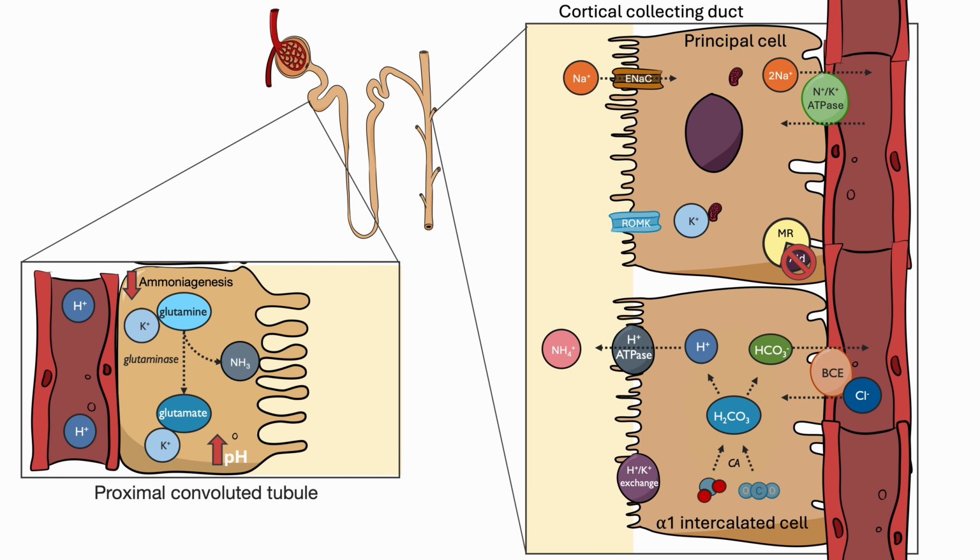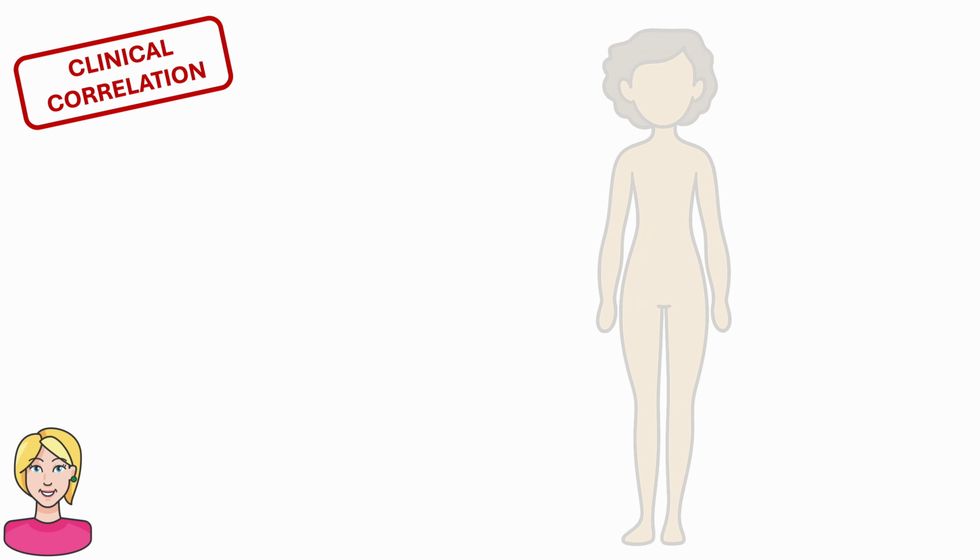The cell detects an alkaline environment, thereby inhibiting glutaminase and resulting in reduced ammonia production, NH3. Reduced ammonia delivery to the cortical collecting duct reduces the buffering capacity of the kidney and ultimately results in reduced ammonia trapping, hydrogen secretion, and ammonia excretion. This again results in a non-anion gap metabolic acidosis, and as mentioned before, is typical in a type 4 RTA. Let's take a clinical example to drive this point home.